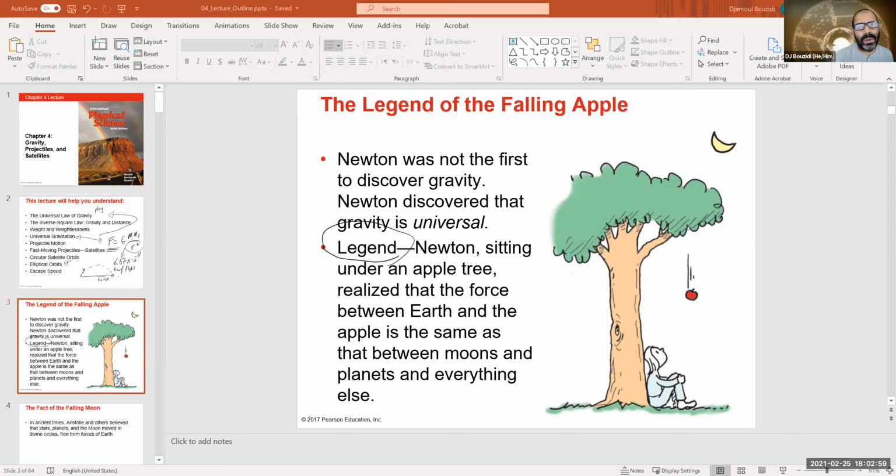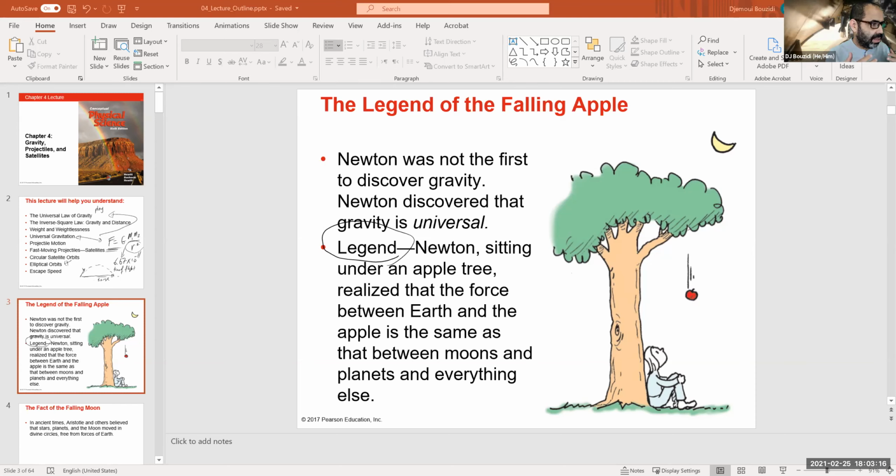but it took him a long time to publish it because he was really struggling with the math at that time. There was no calculus, so he ended up inventing calculus. So that's basically how the actual story is. So this is an approximation. So what he said is the following.